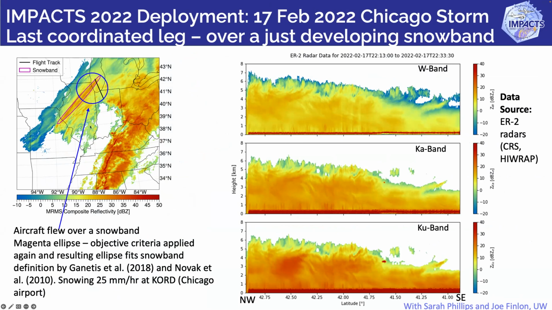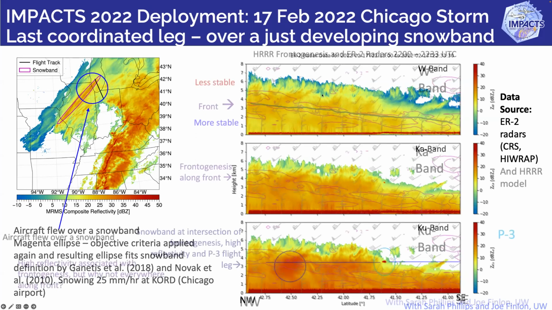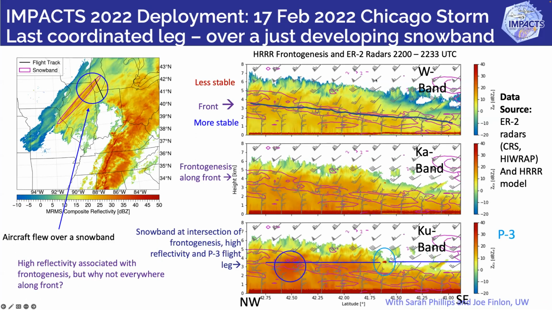This is a view of radar reflectivity from all the NEXRAD operational radars. But on the right, this is what we saw from the aircraft. I accidentally went forward, but that doesn't matter. W band, Ka band, and Ku band here. And I have plotted on top of it the HRRR model to show you that we are going across kind of an elevated frontal zone. And we see that we have an enhancement of reflectivity at the end, where we are flying through what I would call a snow band, a big broad snow band.